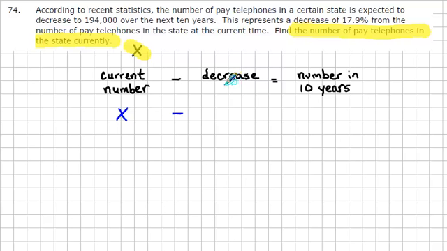It says we have a decrease of 17.9% from the number of paid telephones in the state at the current time. So this decrease is 17.9% of x. And what is that equal to? It's equal to the number in 10 years, which is expected to be 194,000.